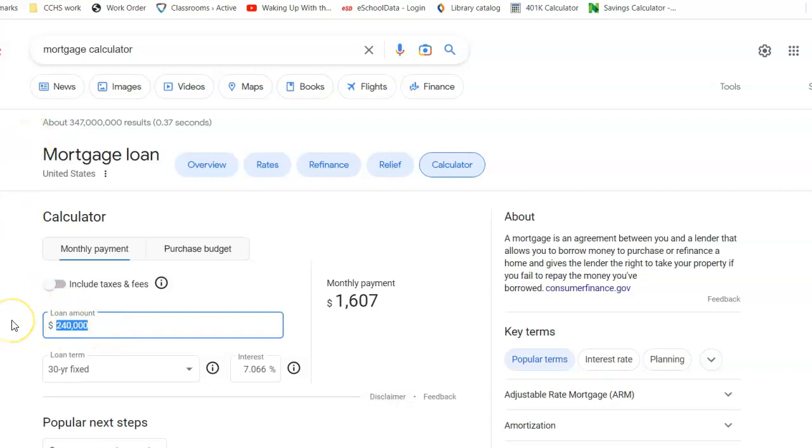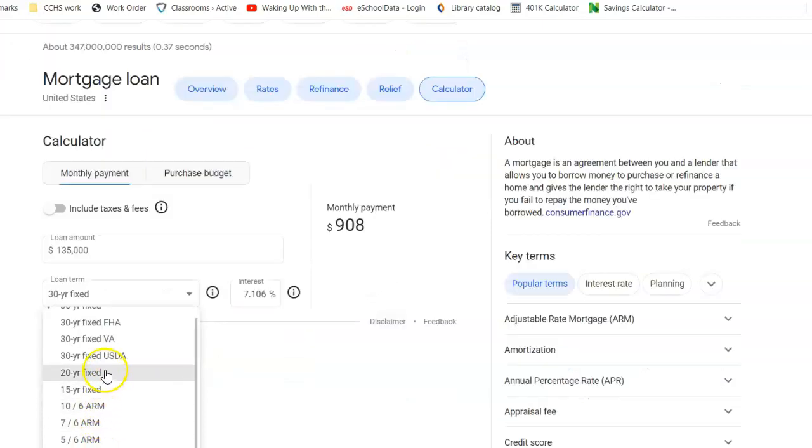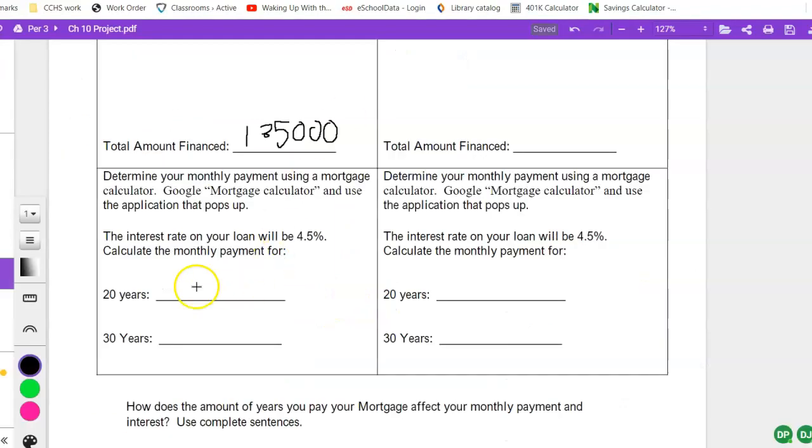So my loan amount would be $135,000. First, I'm going to do my 20. So I want a 20-year fixed, and it told me my interest rate was 4.5%. So boom, it pops out with my monthly payment. So back here, I would say $854.